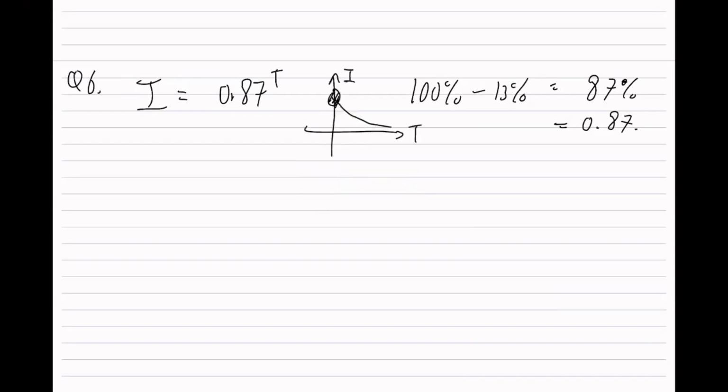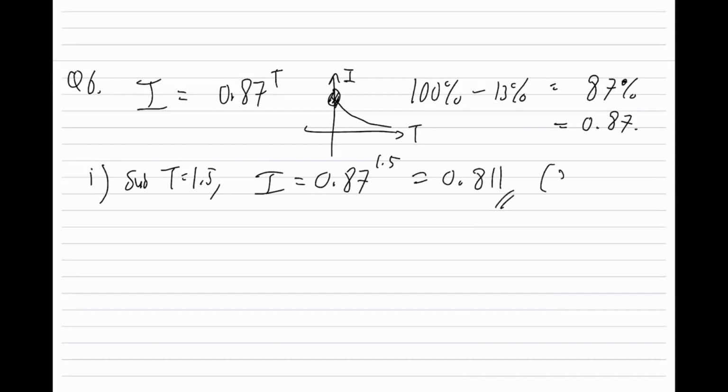Then part 1. They never asked for the initial value. Find the intensity when the thickness is 1.5. Sub T equals 1.5. Then I equals 0.811. Let me calculate to check. Correct. Yes, 0.81148197776.